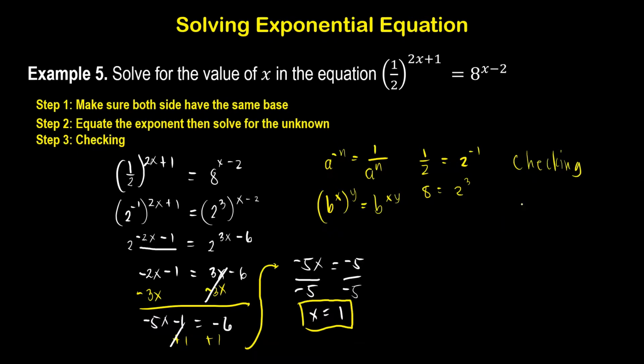Of course, to check if the value of x is really equal to 1, we use the original equation. So in this case, we use 1/2 raised to 2 times the value of x, which is equal to 1, plus 1 is equal to 8 raised to the value of x, which is equal to 1, then minus 2. Then let's simplify both sides. So we have 1/2 raised to 2 times 1 is equal to 2 plus 1, this is just equal to 3. Then on the right side, we have 8 raised to 1 minus 2. This is just equal to negative 1.